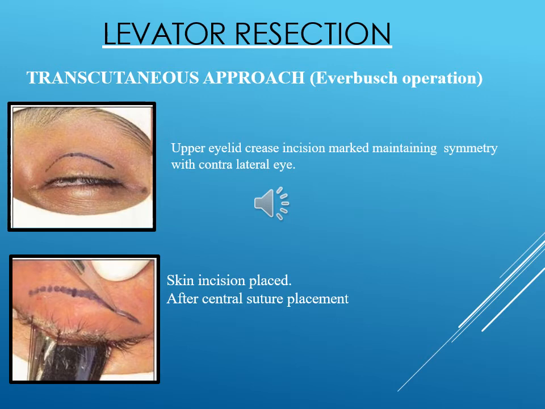Now starting with the surgical steps. The upper eyelid crease incision is marked, maintaining symmetry with the contralateral eye. Traction is then applied to the upper eyelid with the aid of a 4-0 silk suture. And after the traction sutures have been placed, the skin incision is then made.